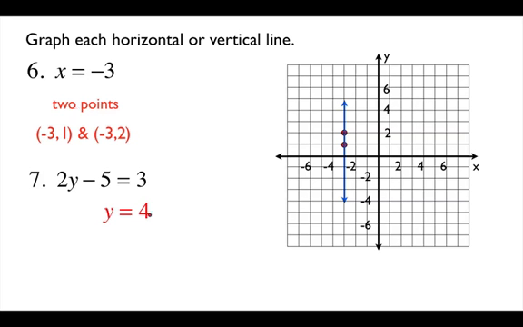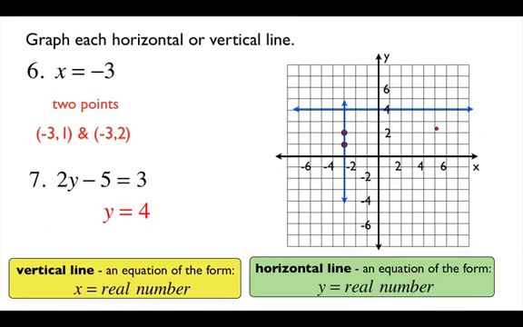Now in this case, you have no choice on what the y values will be. Once you do that, you end up with the horizontal line going through the y value of 4. Or you can use what you saw at the beginning of this video, on the first slide, which is there. Whenever you have x equals a real number, it's a vertical line. Whenever you have y equals a real number, it's a horizontal line. And that's what you see here for 6 and 7.